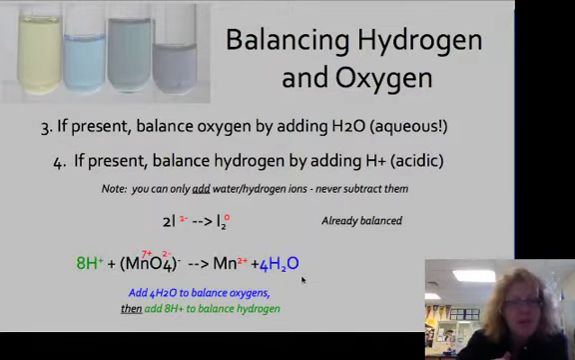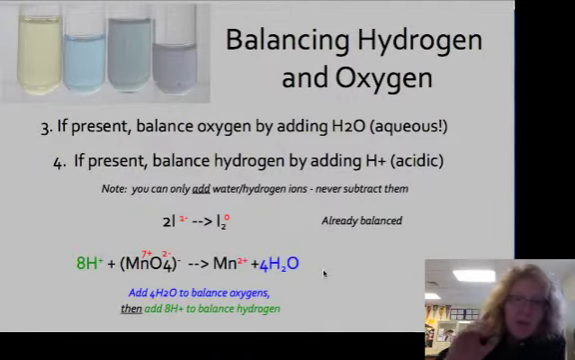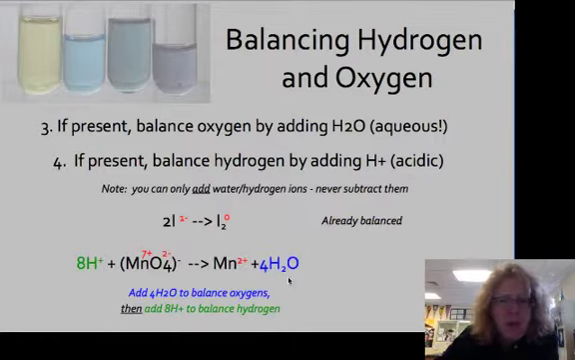So again, you do the oxygens on one side and then hydrogens on the other side, or it could be vice versa, I suppose. But this is the weird step, the big difference from the other ones, and this one comes up very commonly, so pay attention to this one.